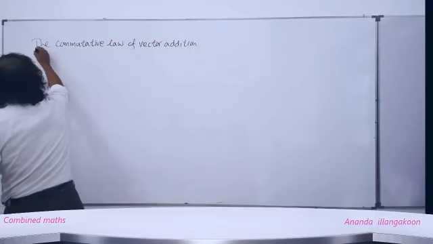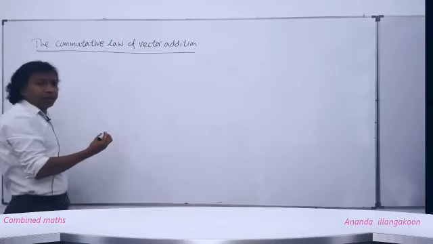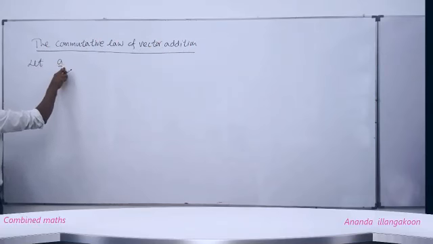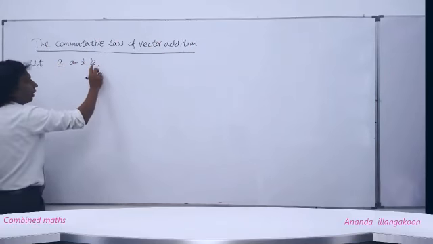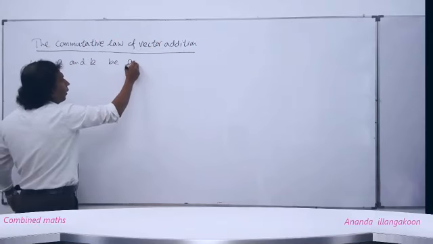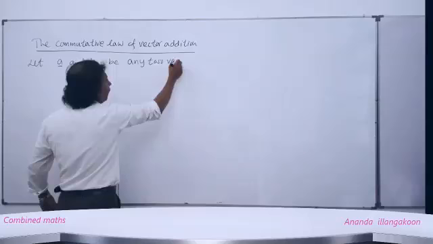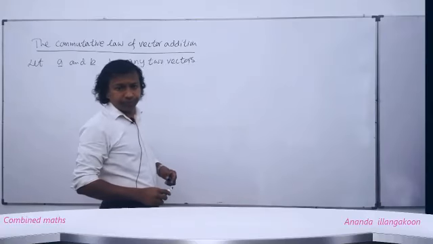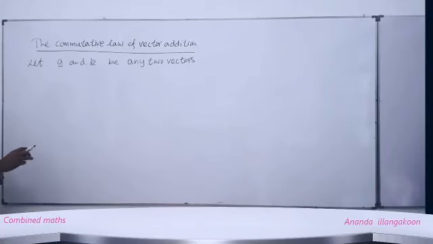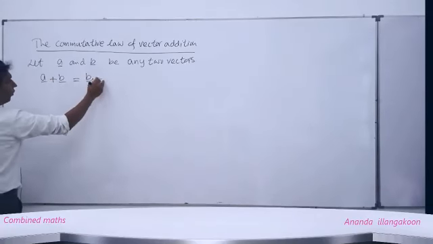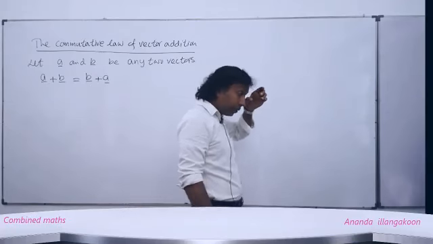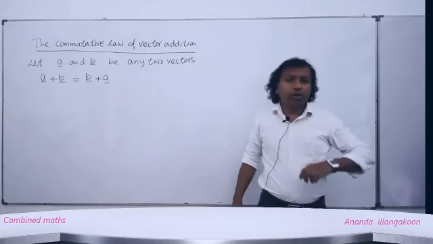People, we can write the commutative law. You can write: let A vector, underline A, and B vector, underline B, be any two vectors. Then the commutative law explains this relation: A vector plus B vector is equal to B vector plus A vector. This is the commutative law.